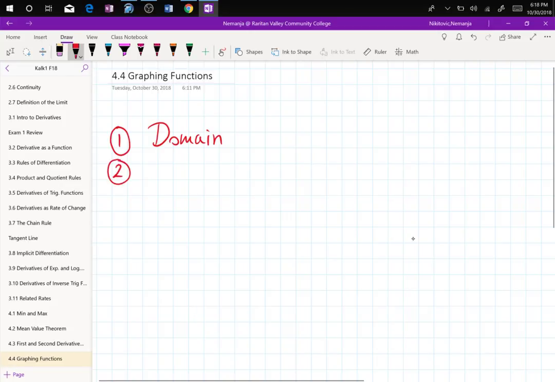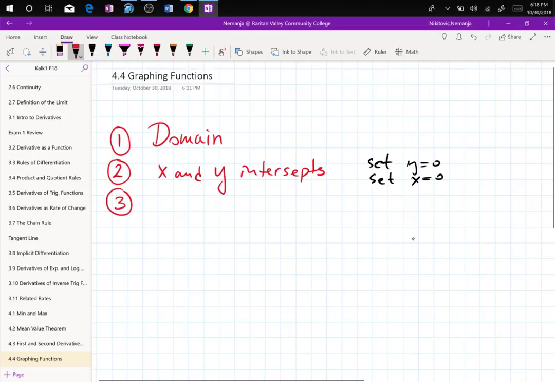Number two, this is now algebra: find x and y intercepts. This is important. You find those by setting y equal to 0 for the x-intercept, and then setting x equal to 0 for the y-intercept. So those are our intercepts.